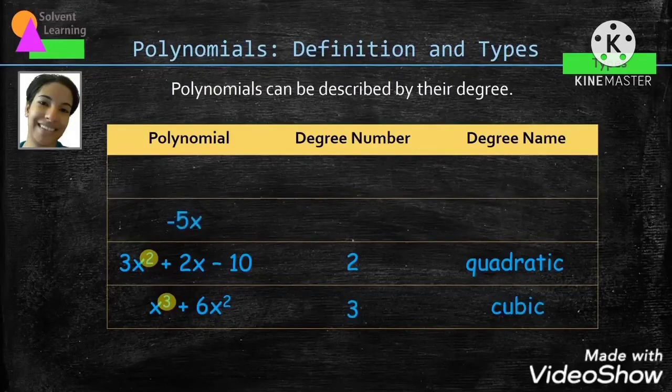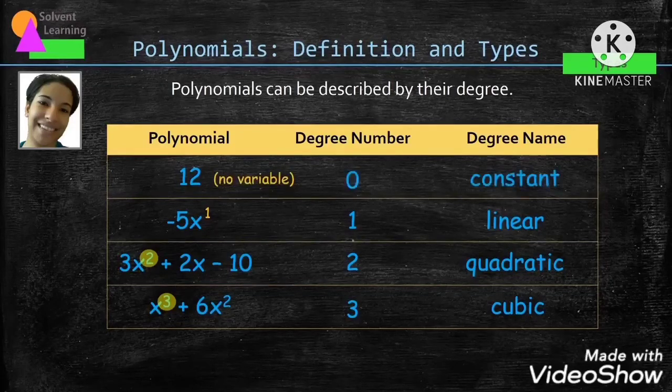In this expression, the variable x doesn't have an exponent written with it, but it's implied that there is a 1 there. So we would say that this has a degree of 1, and we call it linear. If it's just a number, like with this number 12, there's no variable at all, so we say it has a degree of 0, and we call it a constant.